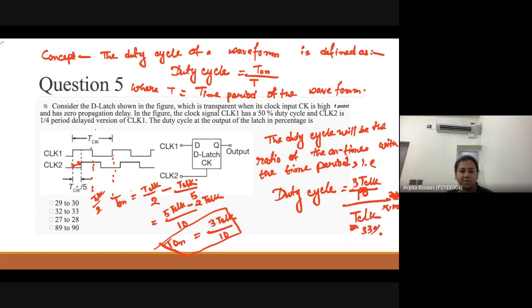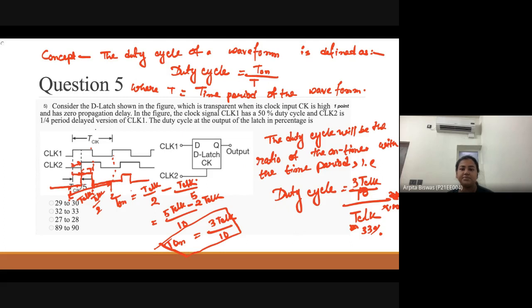And the output signal is like that. Up to this portion only, both are high. Then here, only this portion. From here to here, the total is T clock. Up to this is the half, T by 2, and this portion is given as T by 5. So T by 2 minus T by 5. So you can find out that portion.